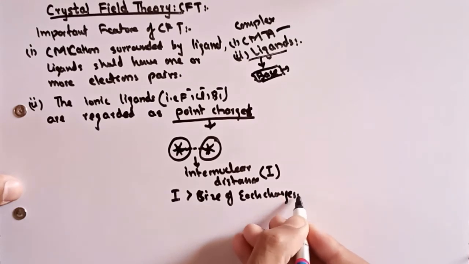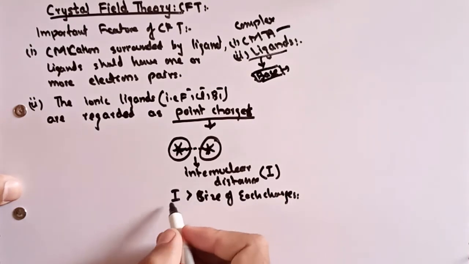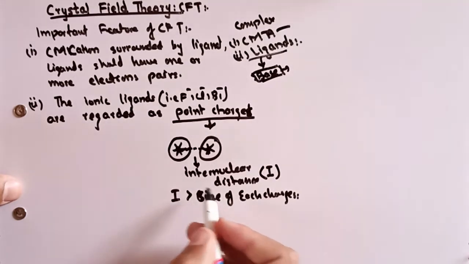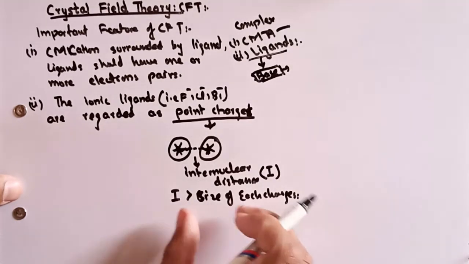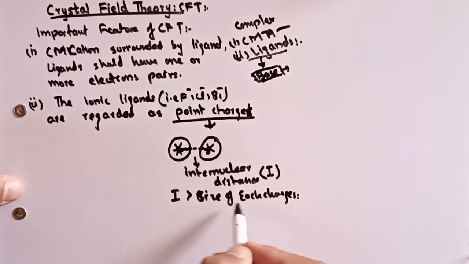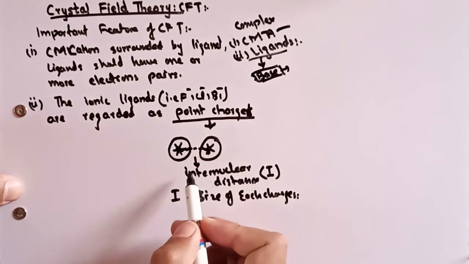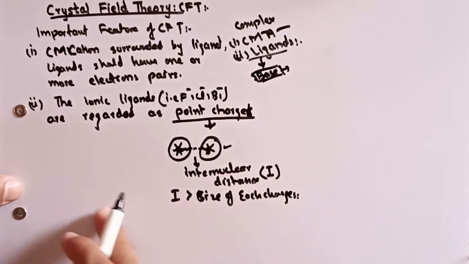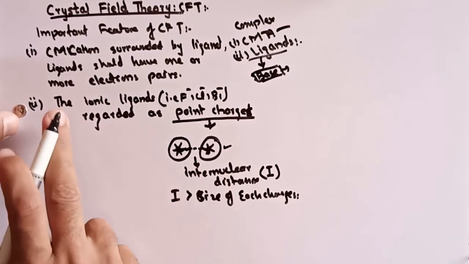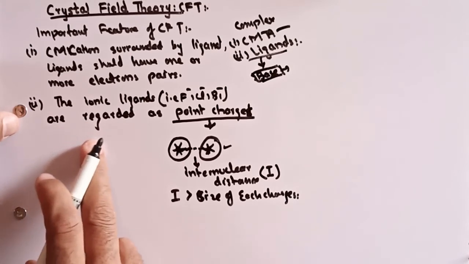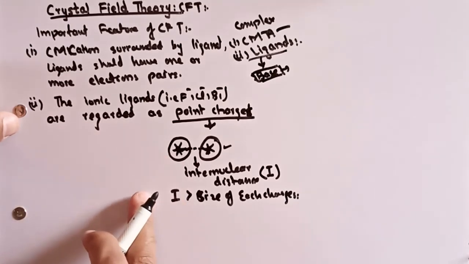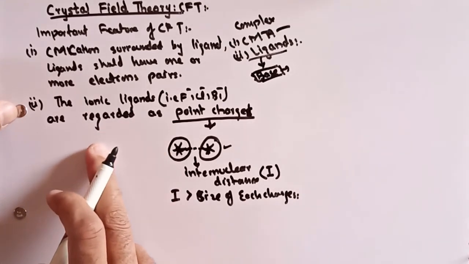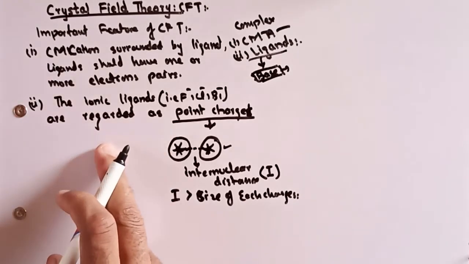Each charge should have a small size. The internuclear distance between these two charges will be greater than the size of the charge. If this condition is followed, then we can say that these charges are called point charges. According to crystal field theory, all the ligands are regarded as point charges.